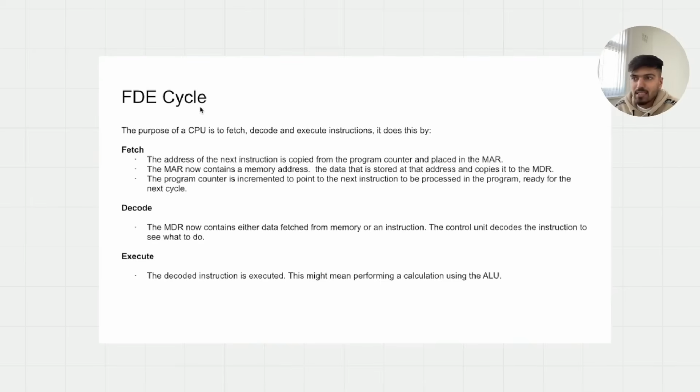Now we move on to the FDE cycle. Although you're not supposed to know how the registers work in the FDE cycle, this just helps you remember what the registers actually do. So program counter, we know that the next instruction is copied from here and placed in the MAR, which then is copied to the MDR, and then the program counter is incremented so that the next instruction can be held. The decode is the MDR. It now contains the data, which the control unit then decodes, because remember from the previous slide, that's the job of the CU. And execute is performed by the ALU.